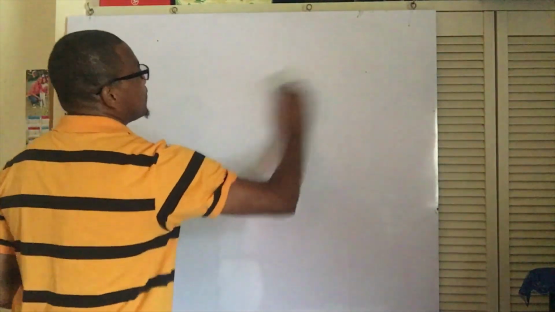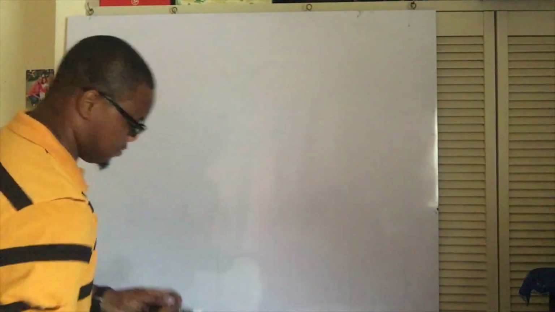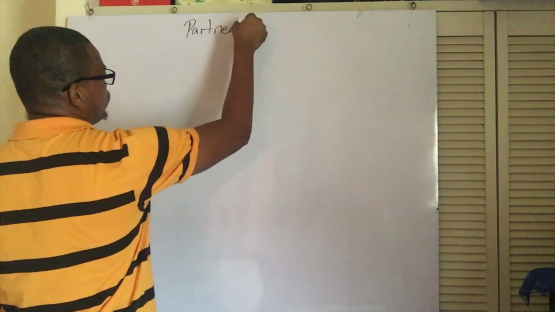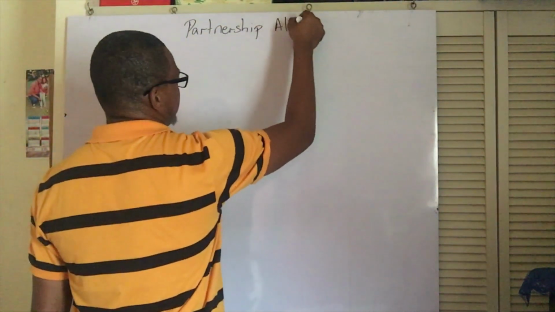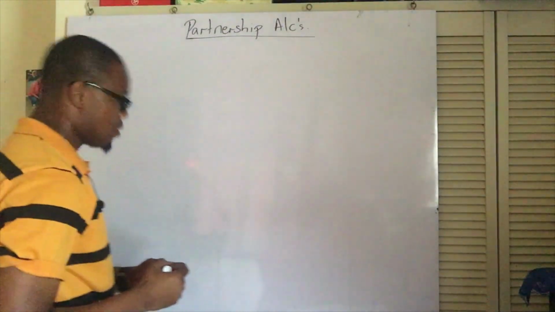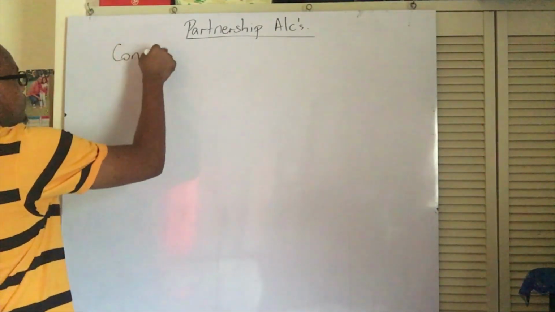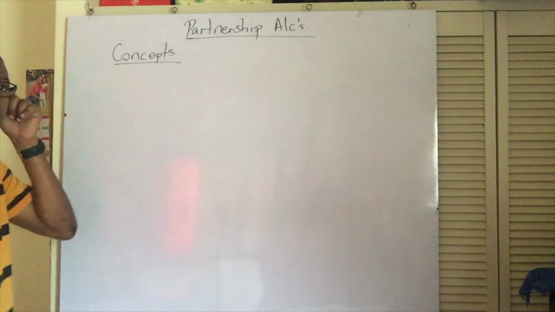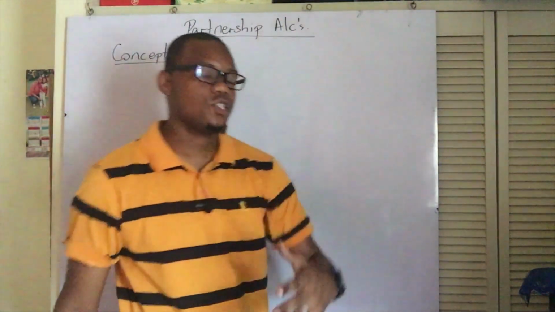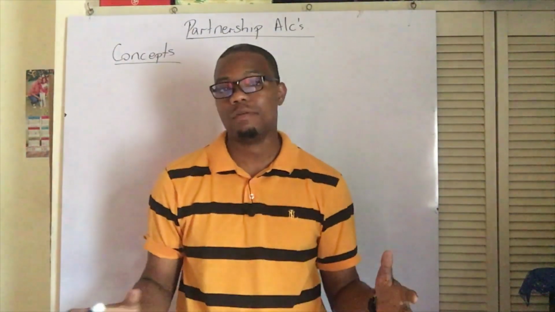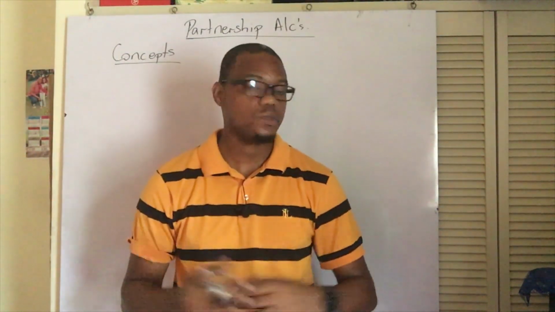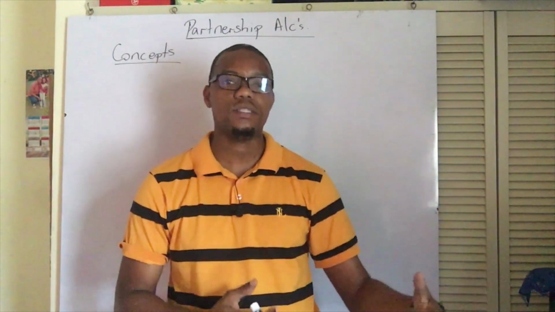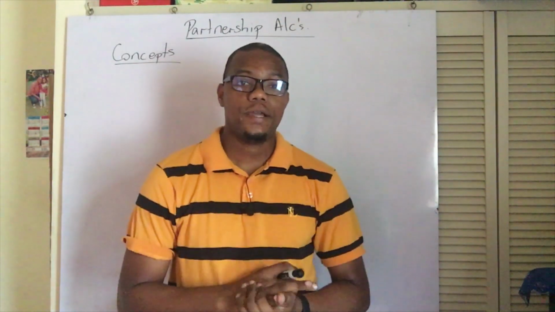So one of the big topics now, partnership accounts. What are the concepts now? For partnership accounting, we know that a partnership is an association of 2 to 20 persons who come together to form a business with the view of making a profit. That's what a partnership is, right? In POB or in economics, they will tell you that the partnership business can have up to 20 owners.